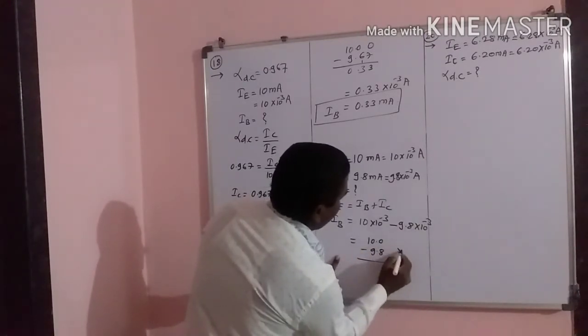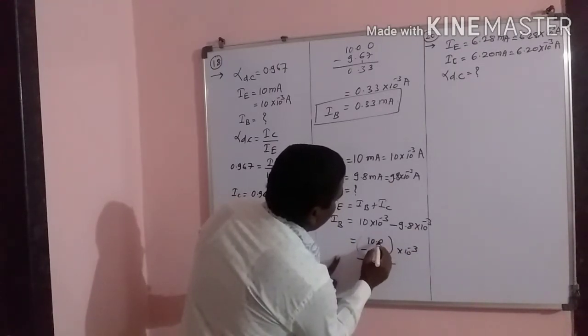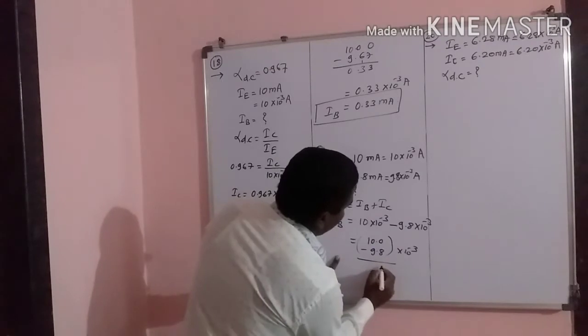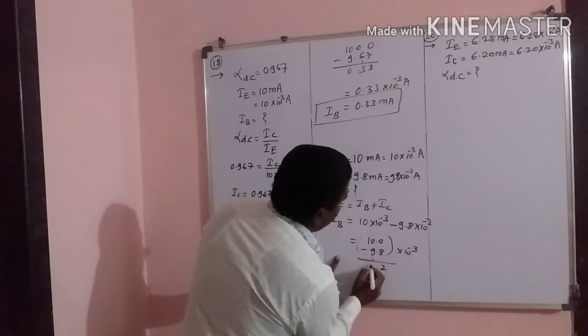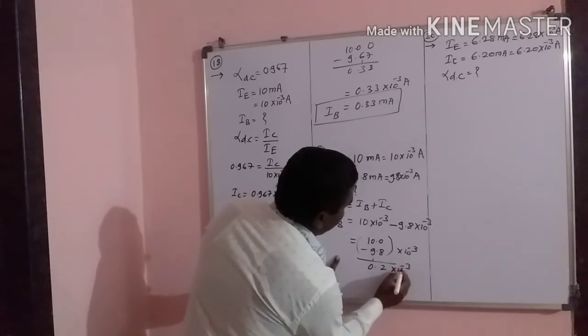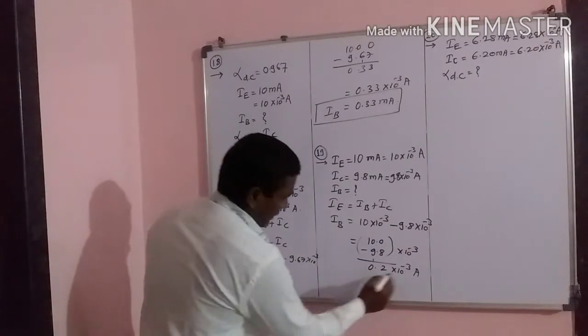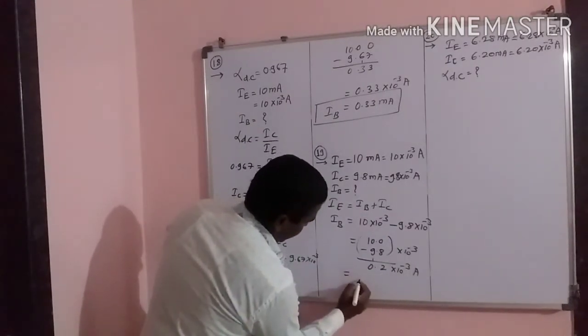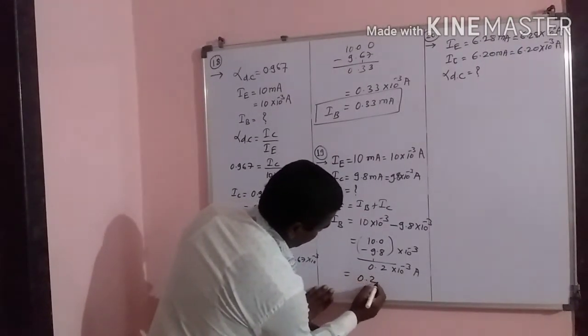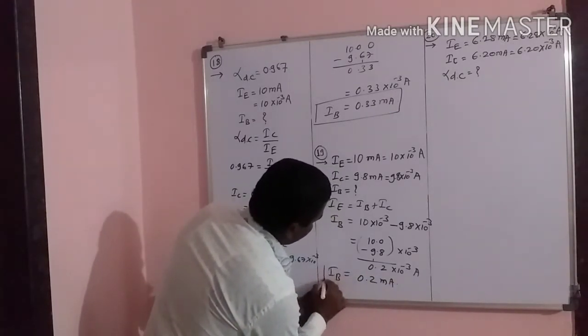This 10 to the power minus 3 is the common term, and from that, 10 minus 8 is 2, and 10 minus 10 is 0, that is 2 into 10 to the power minus 3 ampere. And we can say that this 10 to the power minus 3 is nothing but the milli, so we write 2 milliampere is the base current. This is the answer.